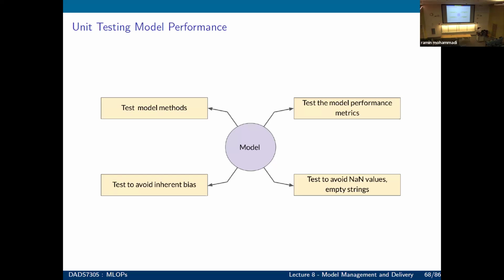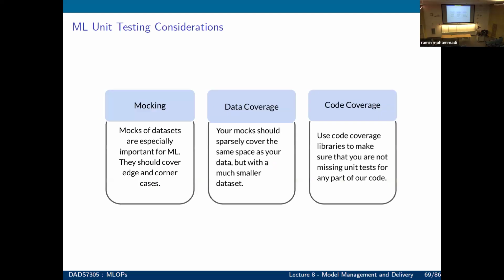So test the model performance metrics, and also test to avoid NaN values or empty strings. Be sure that your model does not produce NaN values. Also, like the last one, test to avoid inherent bias. If you have a bias test in your pipeline, it should always work for all your new model topics. Not if, when you have it. It should be a concept.